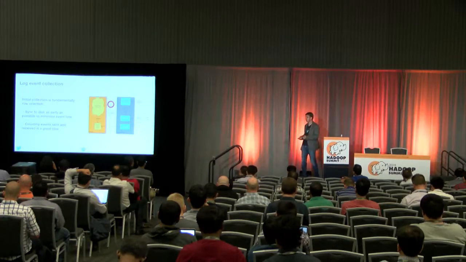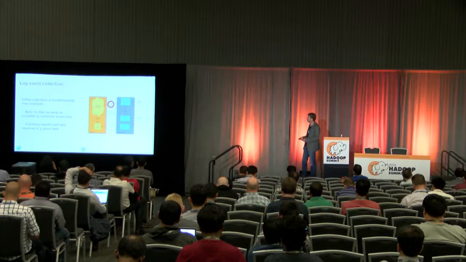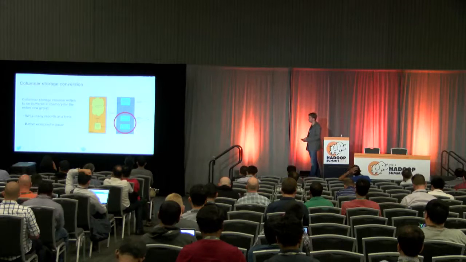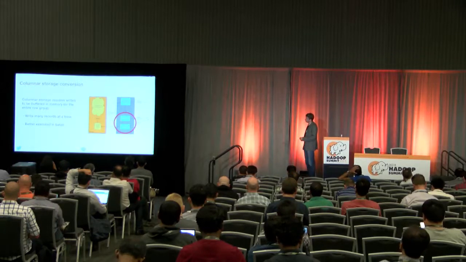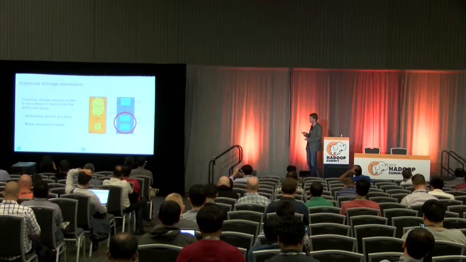And the more machines you have, the more possibility you have of losing events, of some machine misbehaving, not doing the right thing. So having some kind of measurement of how many events you're losing is important. And now this other circle is showing where we're actually converting to columnar storage.